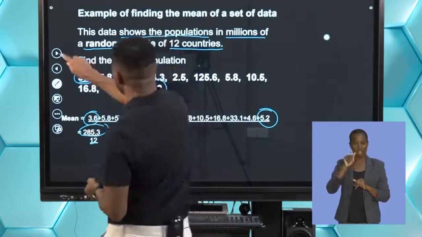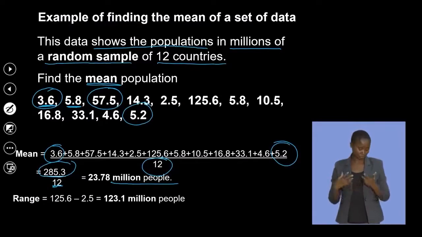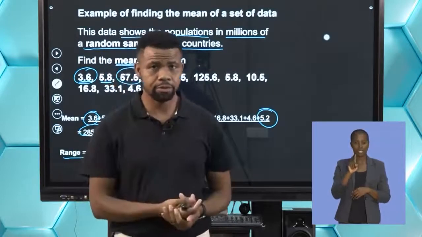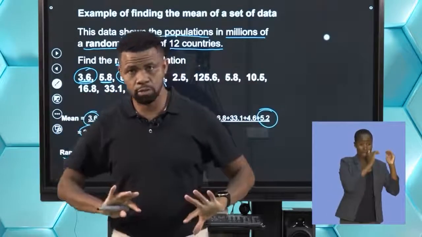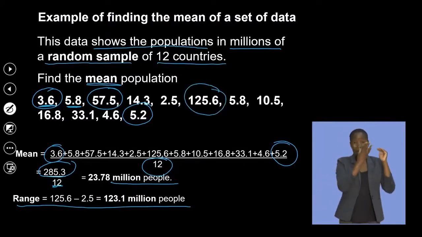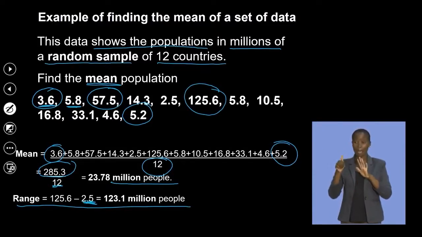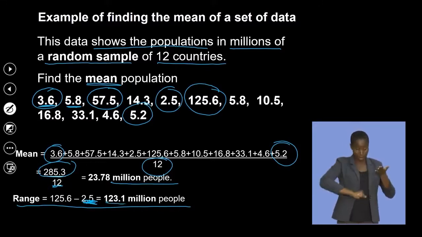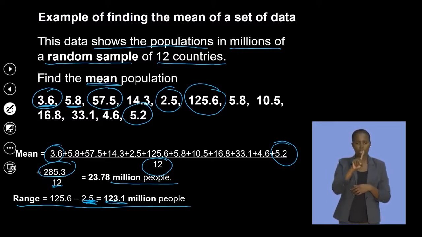Now let's look at the range. The range is the maximum value minus the minimum value, the highest minus the lowest. The highest is 125.6 minus 2.5, which is the country with the smallest population of the 12 countries. If you subtract them, we get 123.1 million people, which is the range.